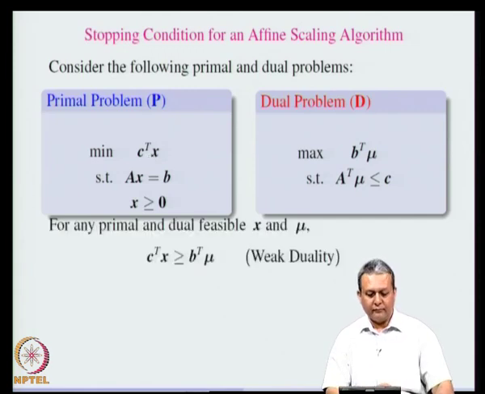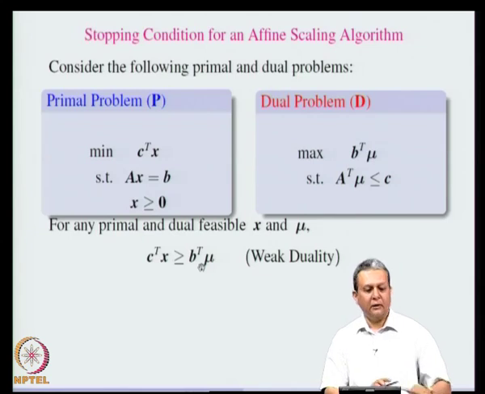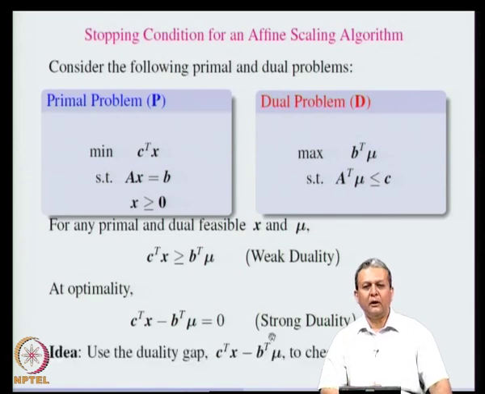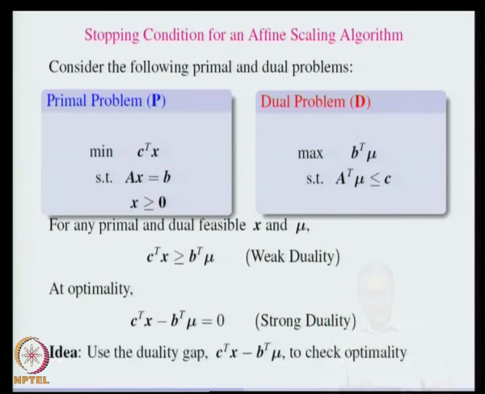So, let us see how to do that. The weak duality ensures that the primal objective function value at any feasible primal point is at least the dual objective function value at the corresponding dual point mu, and at optimality the two are equal, and that is called strong duality. So, the idea is to use the duality gap C transpose x minus B transpose mu to check optimality, and the question is how do we get mu, and for that purpose let us make use of the KKT conditions.